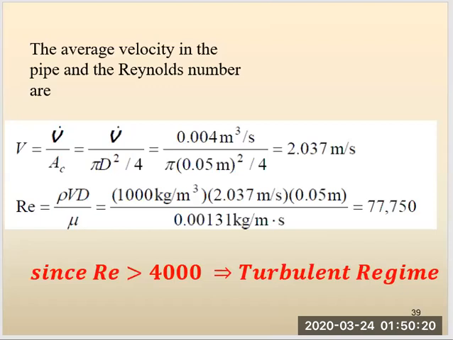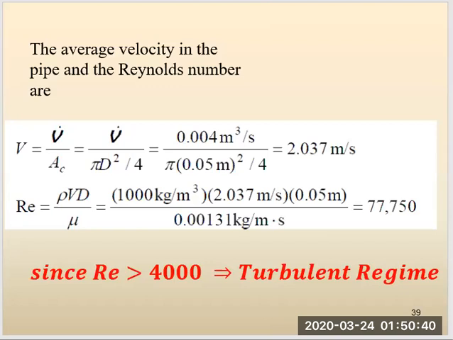The Reynolds number is 77,750. It means it's larger than 4,000 and it is turbulent. The regime of the fluid flow is turbulent since the Reynolds number is larger than 4,000.